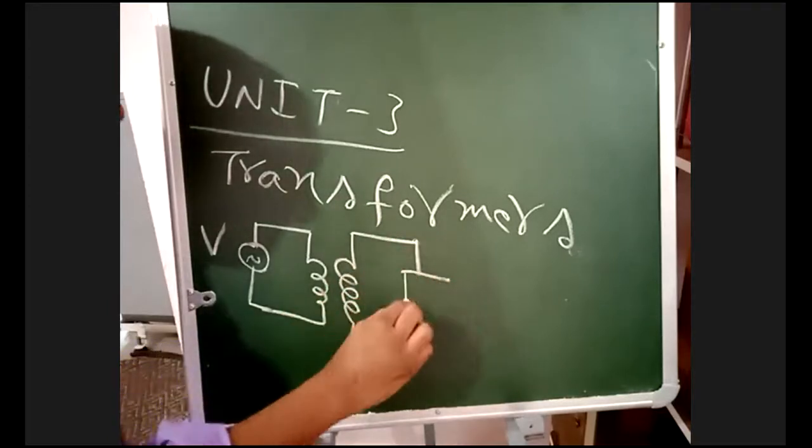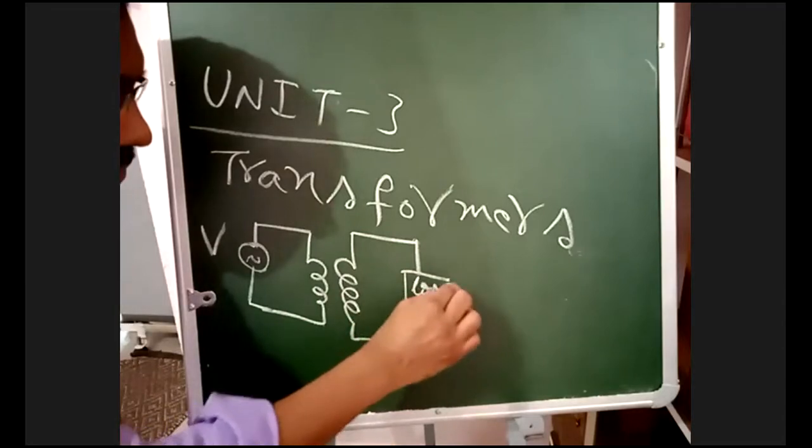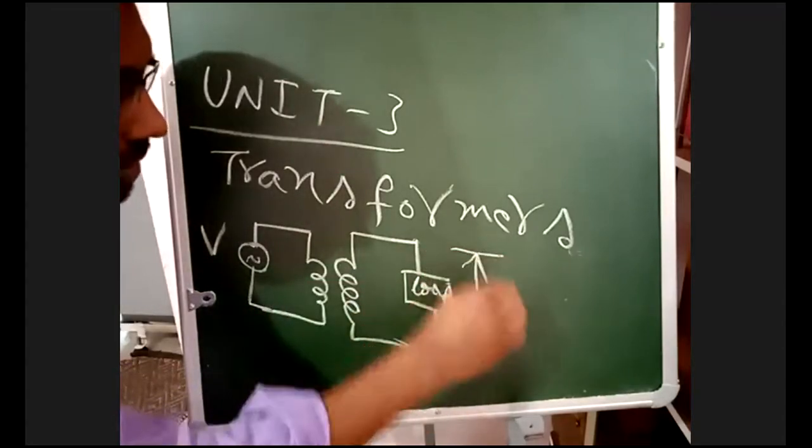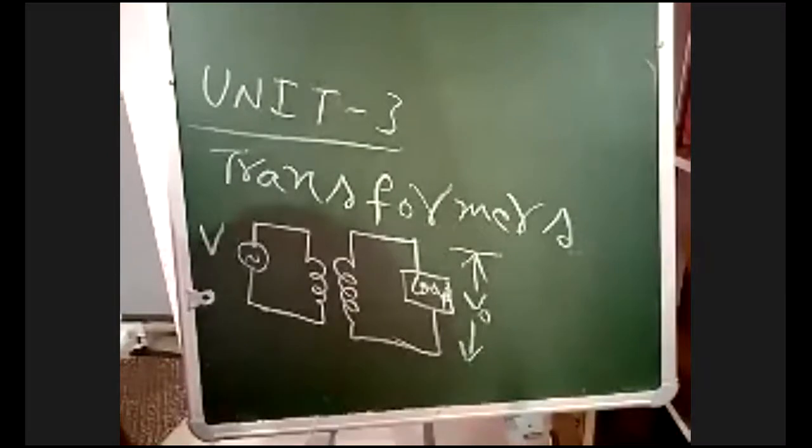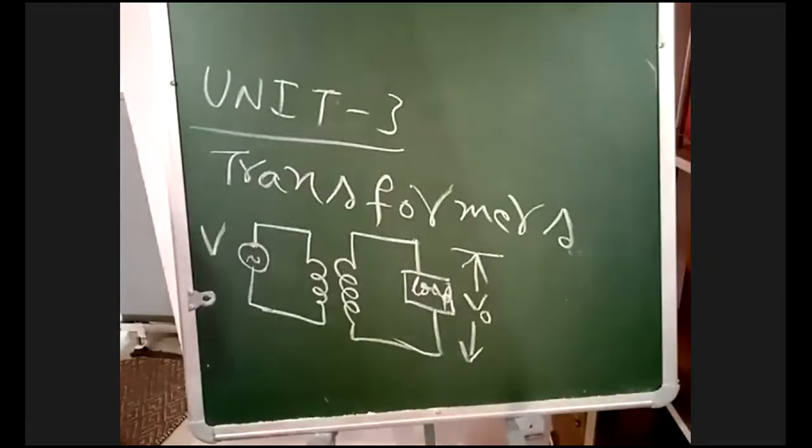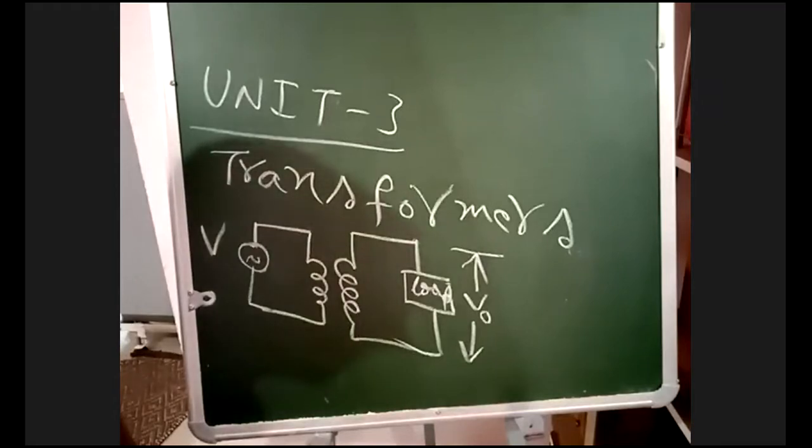Here we have the load. Across the load we will take the output voltage. What do you mean by load? In your house, what is the load? Bulbs, refrigerator, TV, lights, fans, whatever consumes power. Your bulb is consuming power, TV is consuming power, fridge is consuming power. All these equipments are the loads.